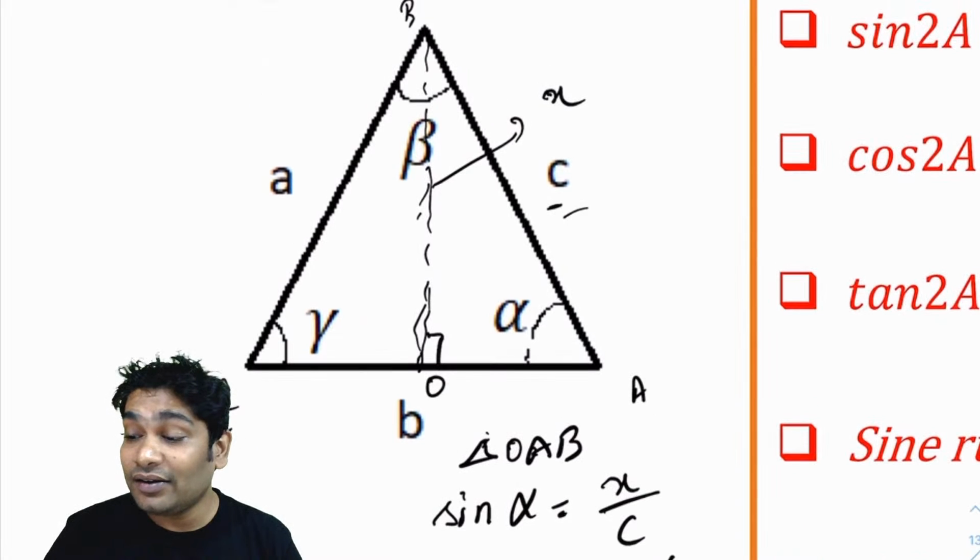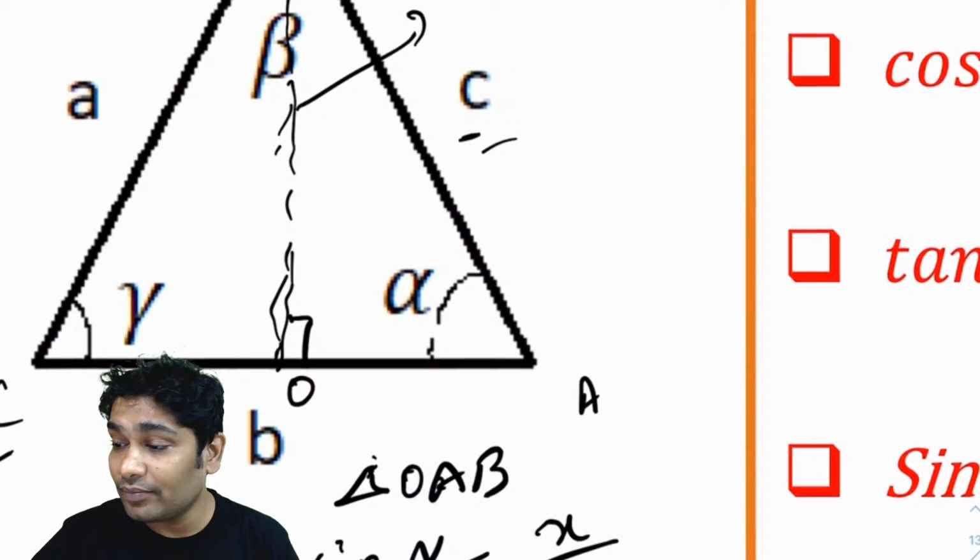Similarly, if you look at triangle OBC, okay, so let's take a look at triangle OBC. Then what do you have?